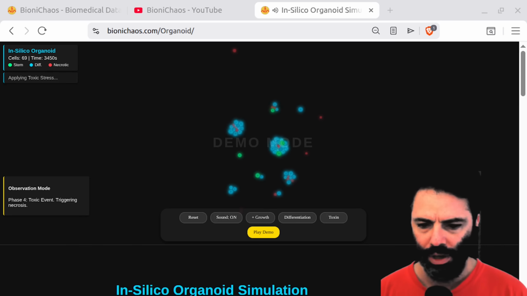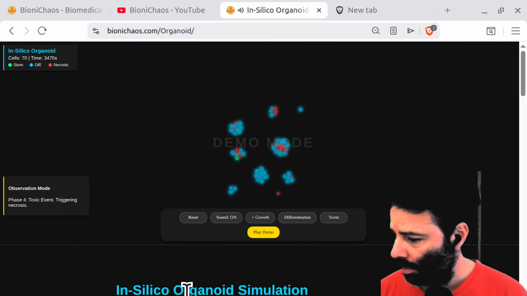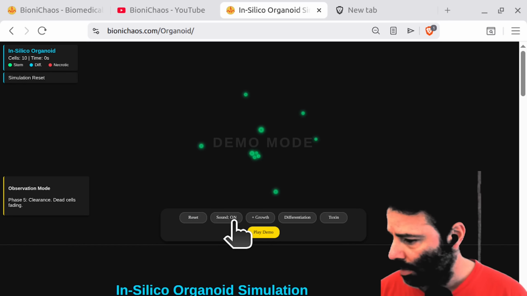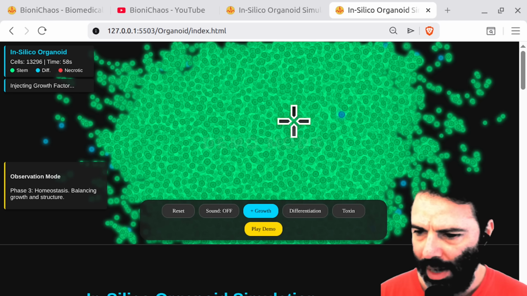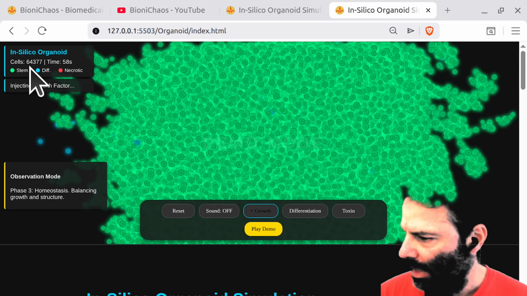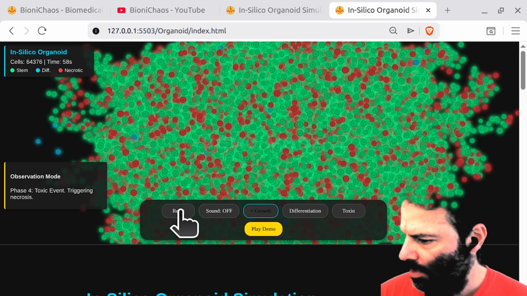It's actually making changes to the code. Yeah, this should not happen. Why is the number of cells still responsive? Reset.